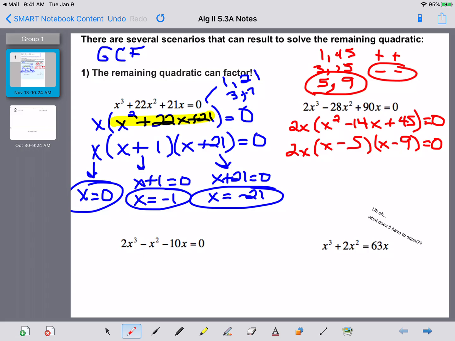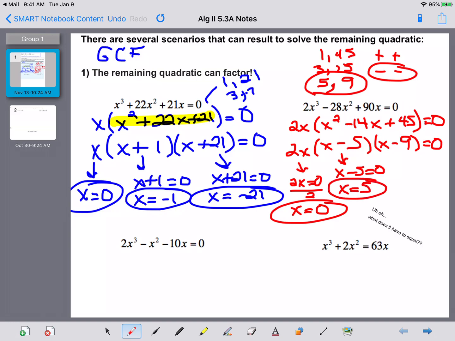We can set each factor equal to 0, so 2x could equal 0. Then I have to divide out the 2, but I'm still going to end up with x being 0. For this one, we're going to say x minus 5 could equal 0 and add the 5 over. So x equals 5. And here x minus 9 could be my 0. Add the 9 over, I get x equals 9. So my zeros or solutions would be 0, 5, and 9.